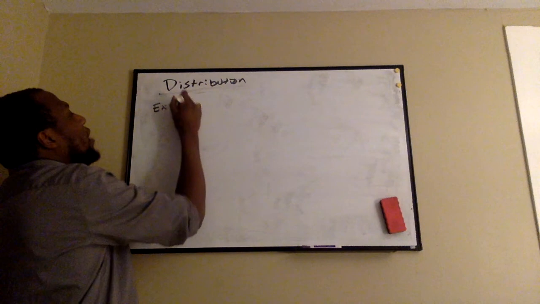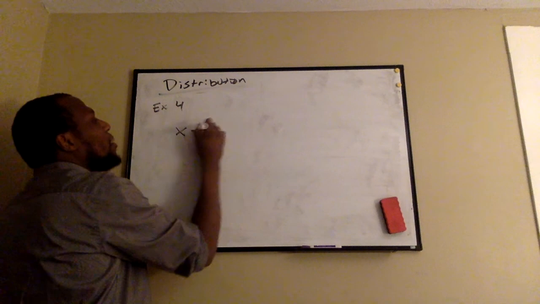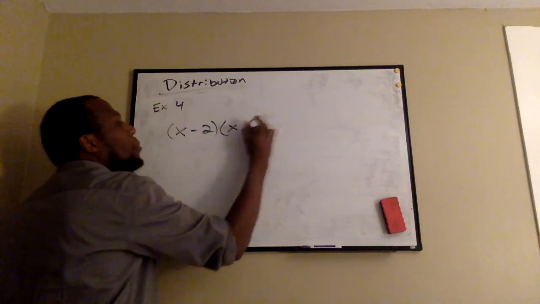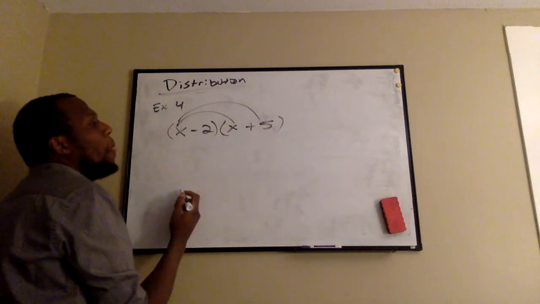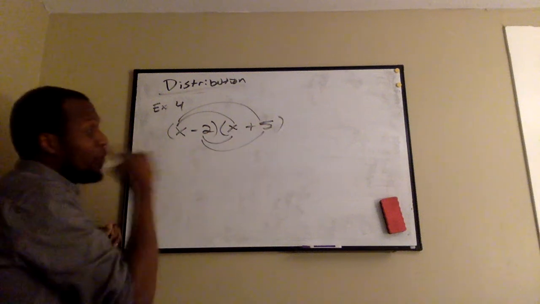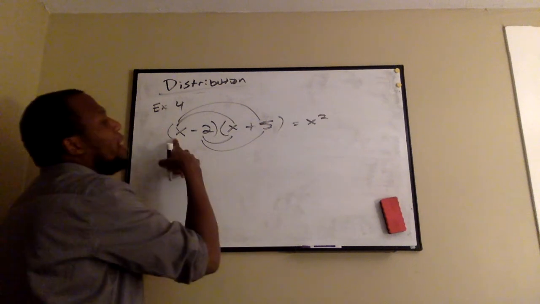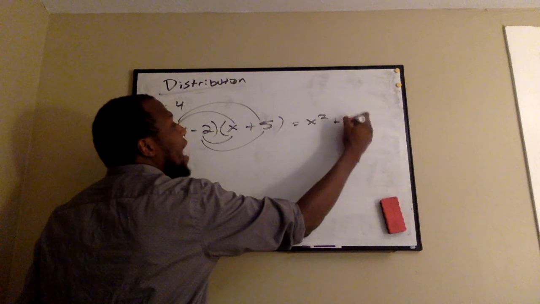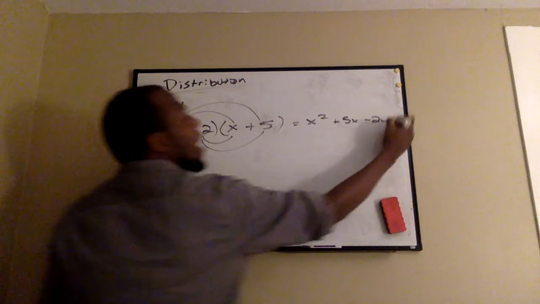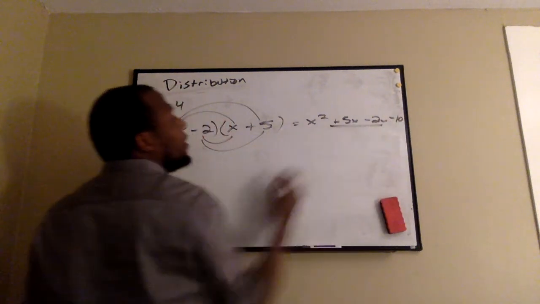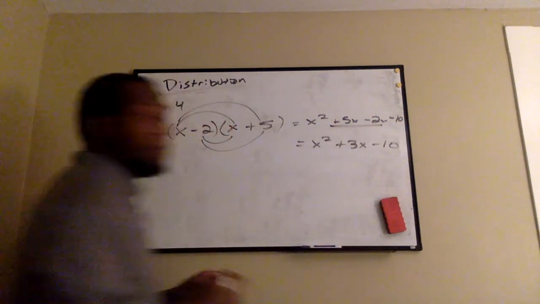All right, and I'll just use one color this time. I just wanted to show you how the double distribution would work out. Okay, so we have x minus 2 multiplied by x plus 5. Okay, distribute the first term, distribute the second term. All right, we would get x squared, and then x times 5 would be the 5x. Negative 2 times x would be negative 2x, and then negative 2 times 5 would be a negative 10. Combine our like terms, and we end up with x squared plus 3x minus 10.